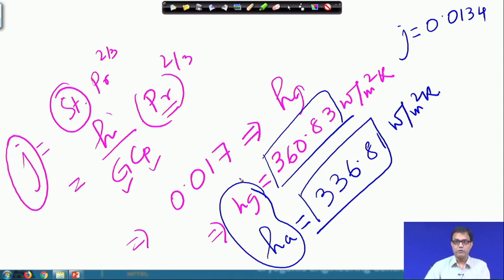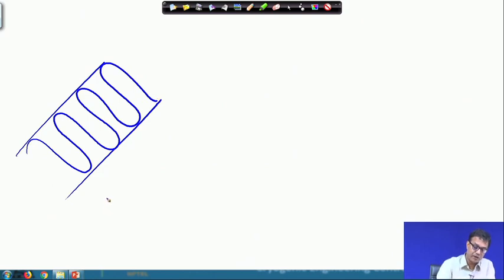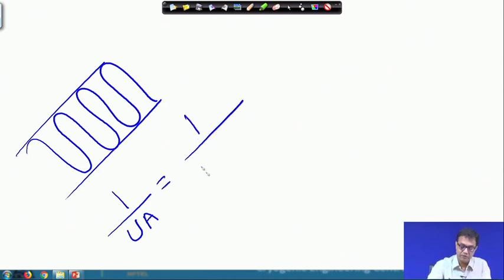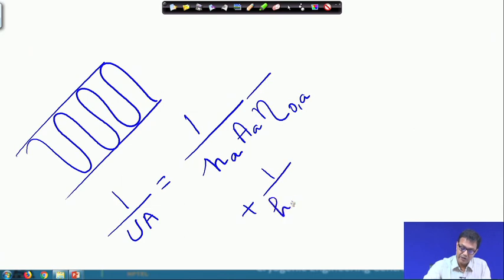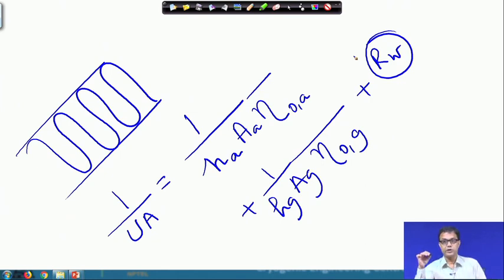Next, we need to find out the overall fin efficiency. Since the fins are connected between the plates, we need to also know the fin efficiency so that we can put that in 1 by UA. Basically, as we discussed in the previous classes, this is 1 by Hg, Ag and eta O for the gas side, plus the resistance estimated for the wall.